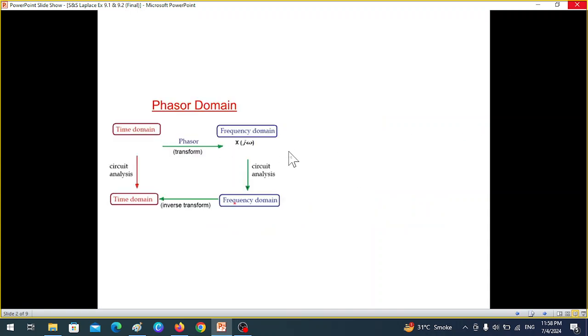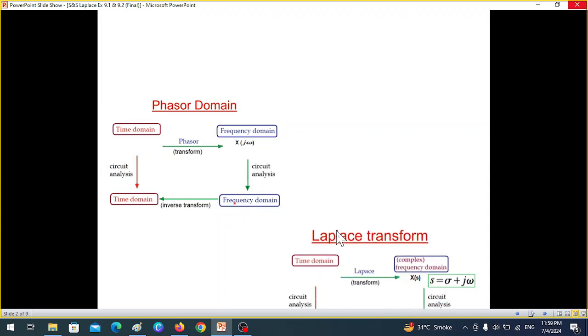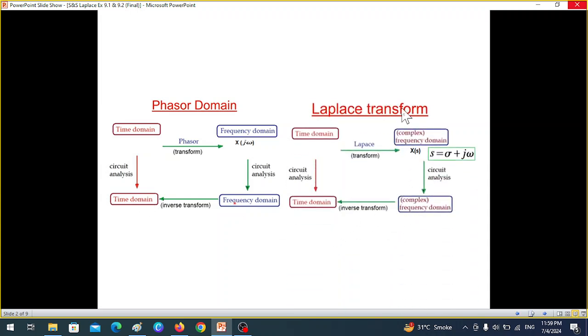So let's recall that we have read about the phasor domain or the frequency domain. In that, we take the time domain signal and convert it into frequency domain and then solve it, which becomes easier in frequency domain. And then we invert it back to time domain. Exactly the same or similar phenomenon occurs in the Laplace transform. Time domain, then we transform into Laplace domain, and from Laplace, we go through the inverse transform to time domain.